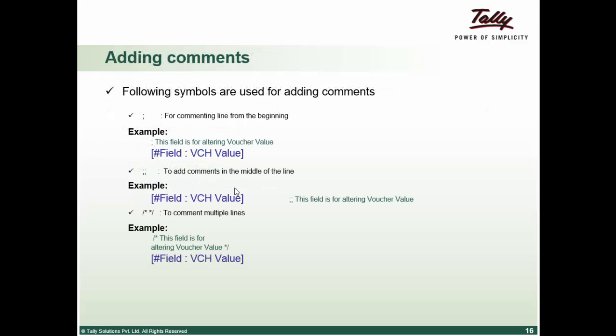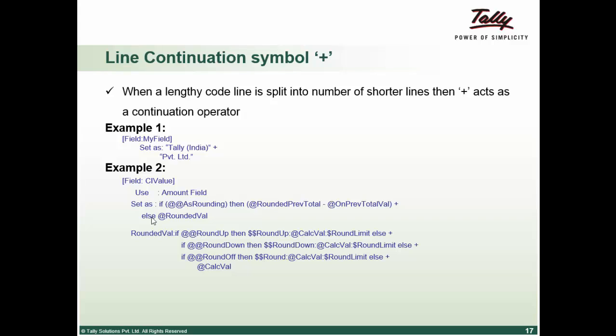Then we have certain general symbols for adding comments, which we have already seen: a single semicolon or a double semicolon, and slash asterisk, asterisk slash to comment multiple lines. Then we have the plus symbol, which is the line continuation character. It is used to split a lengthy line into a number of shorter lines. By doing this, the programmer can see the entire line without scrolling left or right, and this also helps in debugging the code faster.